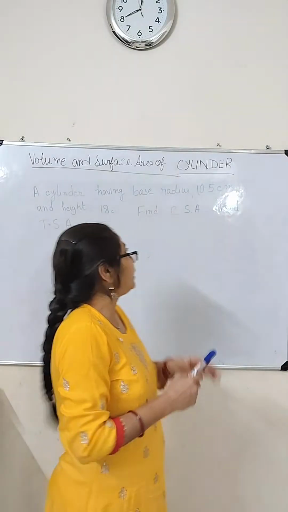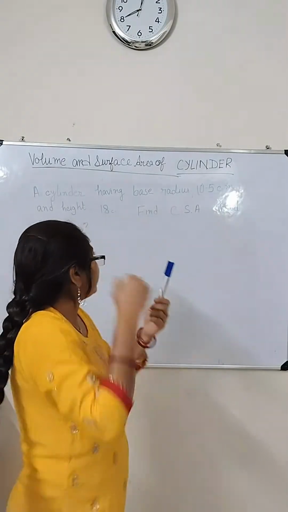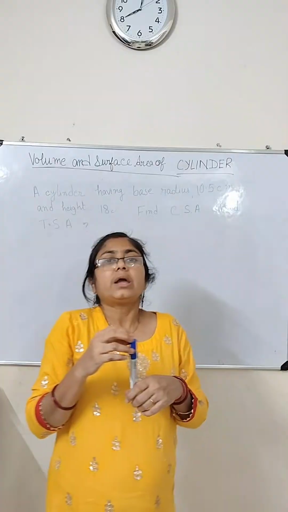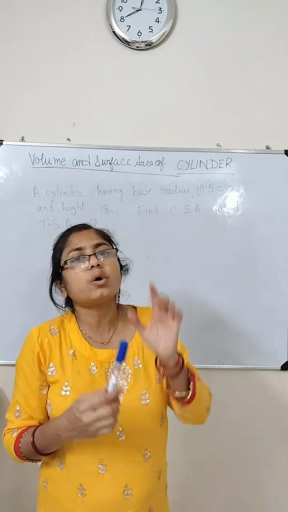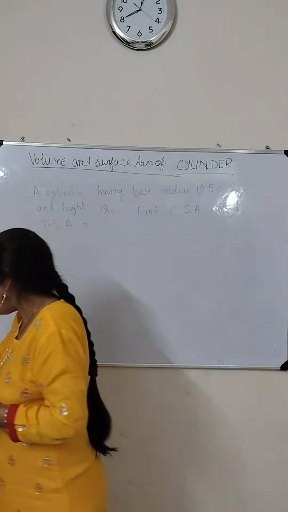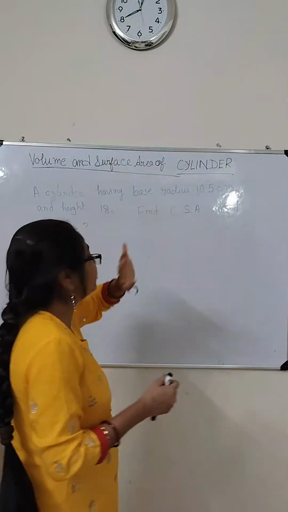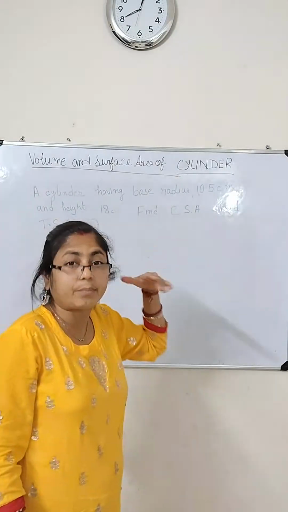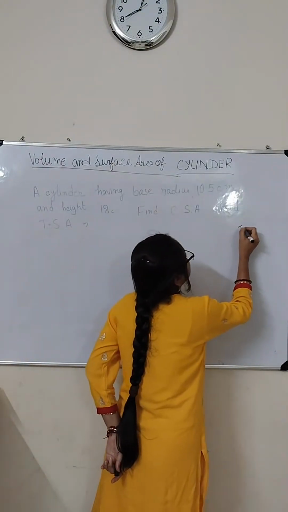I know the radius, base radius and radius both are same. So first find the curved surface area, only the outer part. If you want to color it or put some covering, you need the lateral surface area. Lateral or curved surface area both are same. You find the outer part. First you check all the units are same. There is 10.5 centimeter and 18 centimeter, both are in the same unit. So first I draw a cylinder here so that it is easy for you.